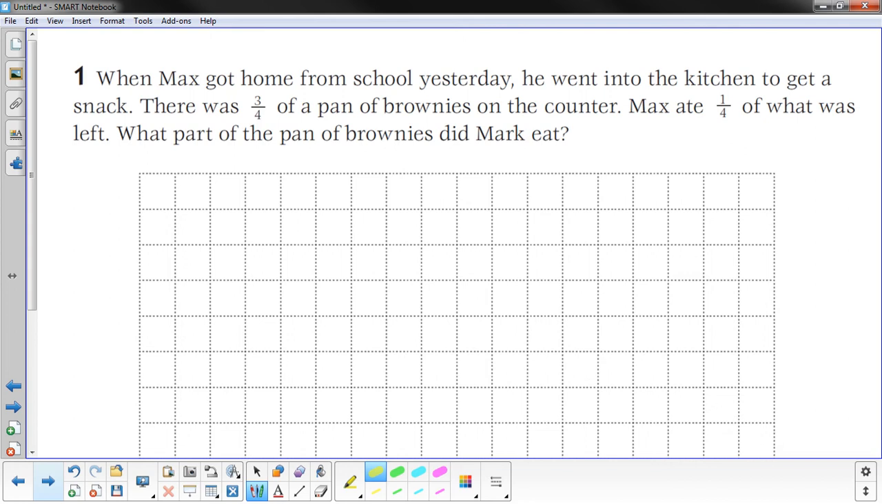So let's see. There was 3/4 of a pan of brownies. Looking at this piece right here on the counter. 3/4. Okay. So I'm thinking fourths. That's 4/4 right there. But I just want 3/4. So 3/4 would just be that right there. 3 of the 4. Alright.